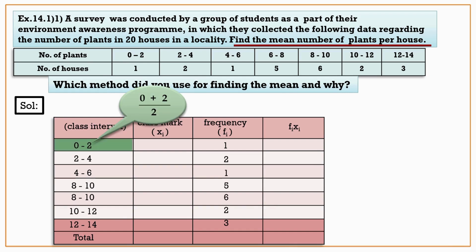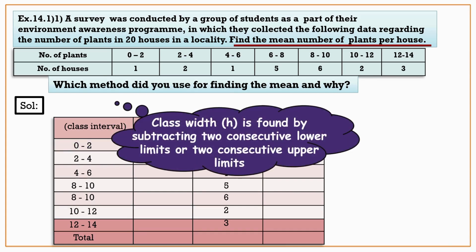Now we need to find the xi. We know the formula for finding the xi, that is lower limit plus upper limit by 2. So in this case 0 plus 2 by 2. Now what is the class width? Because I told you that there are two ways to find the class mark, that is xi. One is adding lower limit plus upper limit by 2, and another one is once we get the first class mark, then we can also add class width to it to get the next class mark.